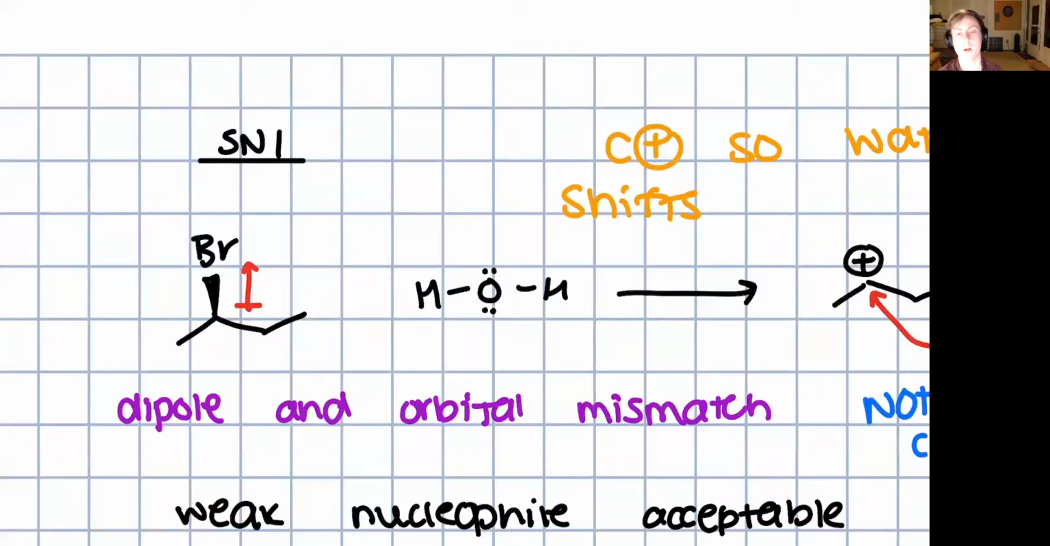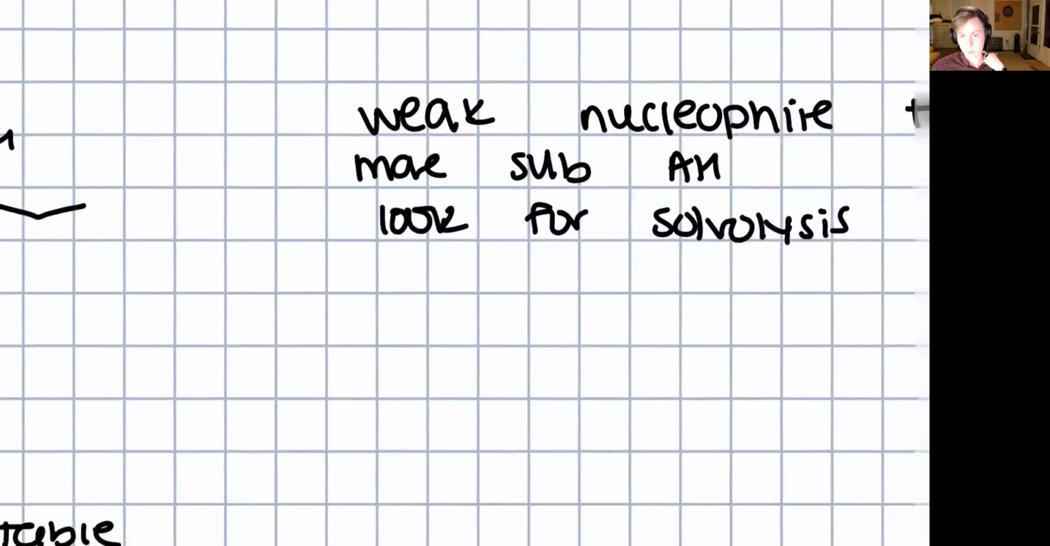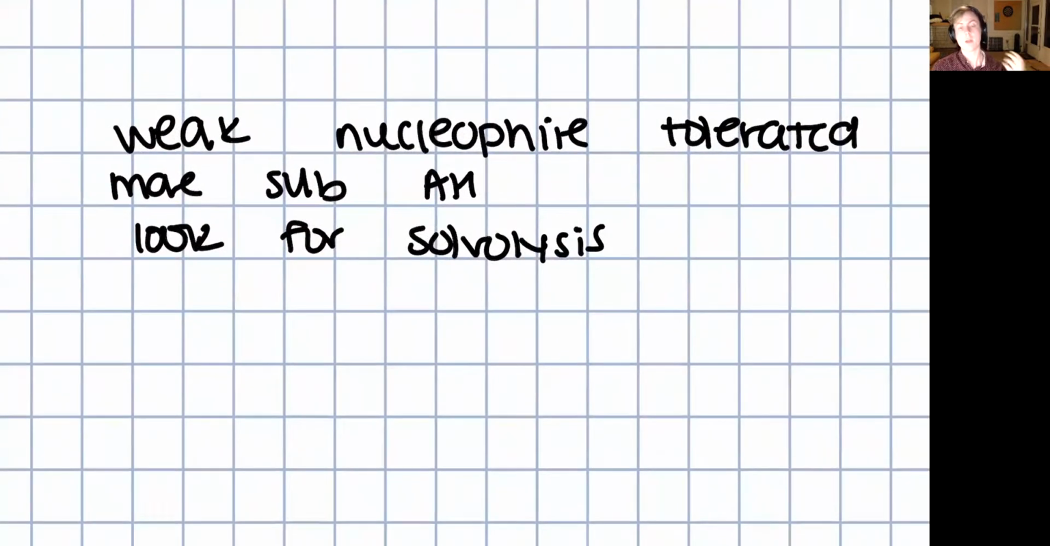Hey guys, in this video, I'm going to briefly go over SN1 and E1 reactions. To start off, the quick rundown is that with SN1 and E1 reactions, weak nucleophiles are tolerated, whereas with SN2 and E2, we know we need strong nucleophiles and strong bases. SN1 and E1 don't care as much, and so they'll work with weak nucleophiles.